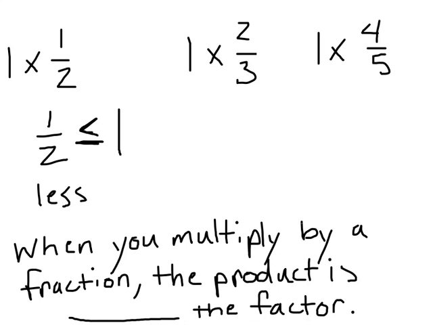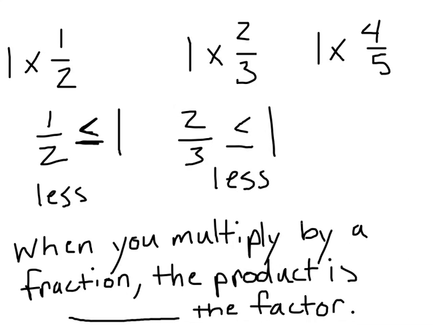What's 1 times 2/3? It's 2/3. Is that bigger than 1, smaller than 1, or equal to 1? Well, 2/3 is less than 1. So when I multiply times 2/3, my answer becomes less. Let's look at another example.